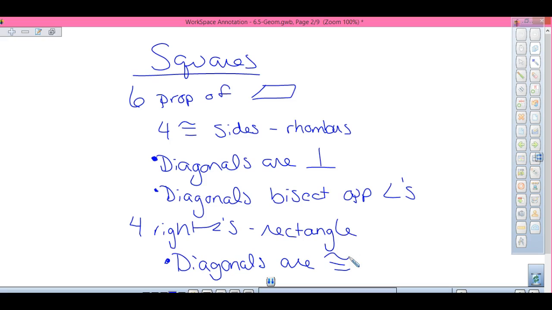Okay, so lots and lots of properties. That's what this chapter is. It's properties. Do you know your properties or do you not know your properties? I would study your properties.